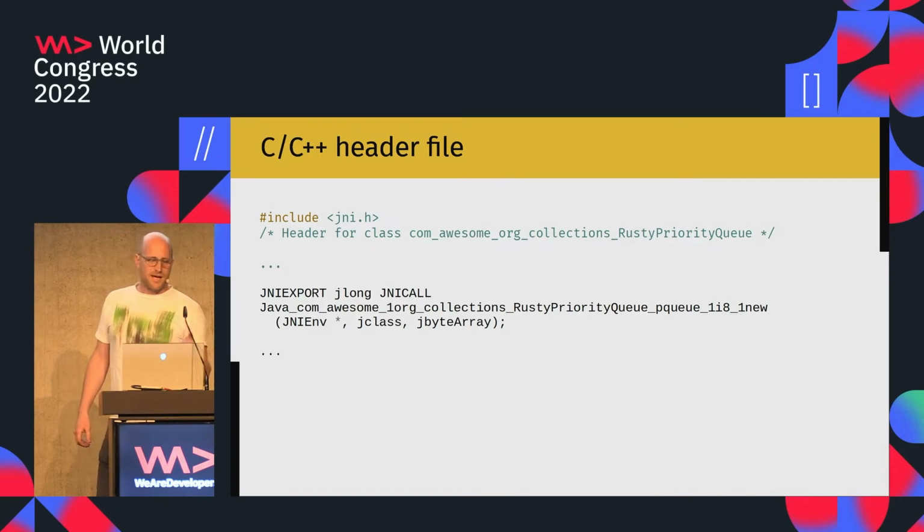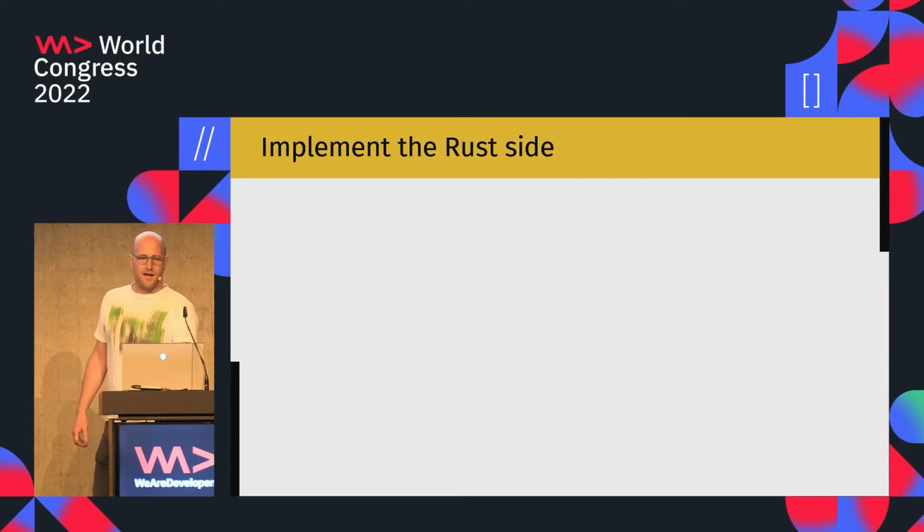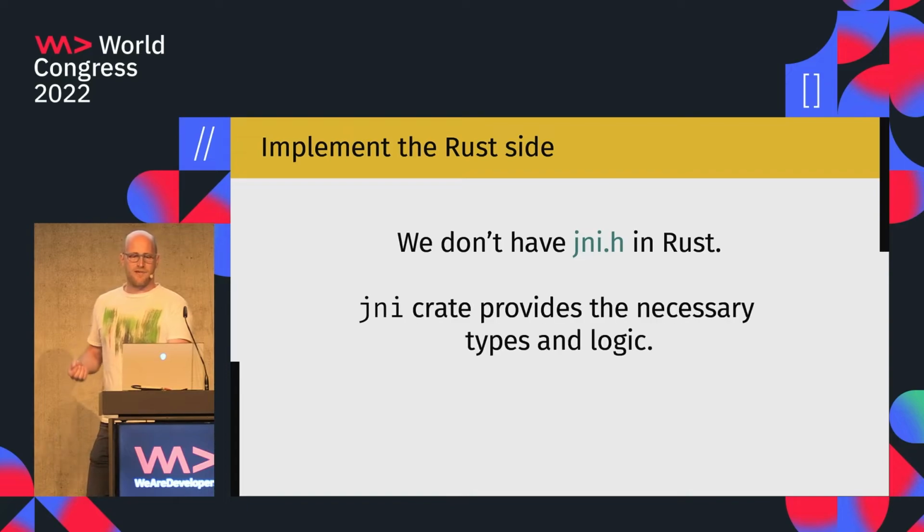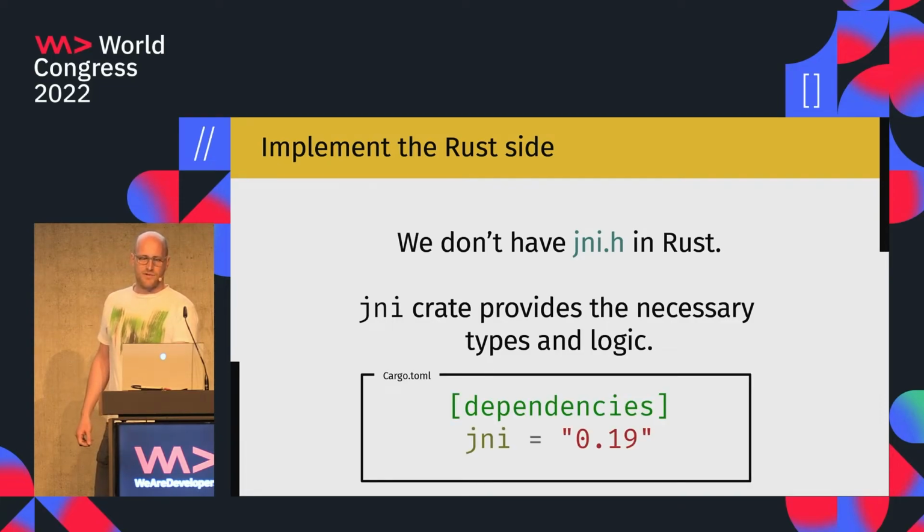These types are defined in the JNI header file. But on the Rust side, we don't have this JNI, so we cannot use this JNI header file. But there is the JNI crate, which provides the necessary types and logic. So we add it to our dependencies in the package definition file.